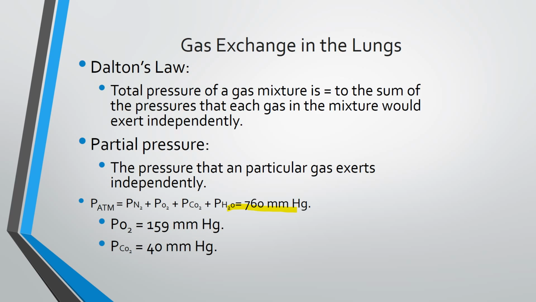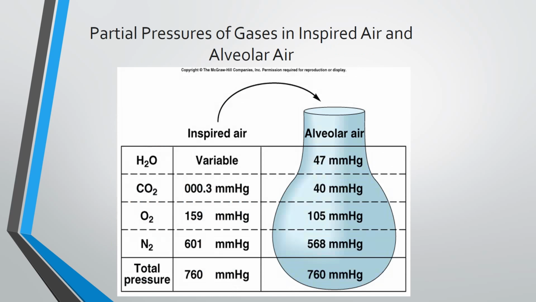So for instance, the partial pressure of carbon dioxide, same equation, 1% is going to be about 40 millimeters of mercury. Now, when we are comparing the gas within the atmosphere to the gas within the lungs, we are comparing the partial pressures of the gases that we find there.